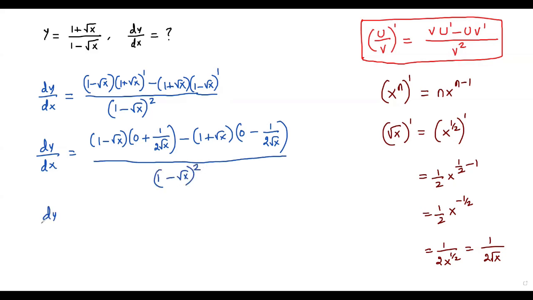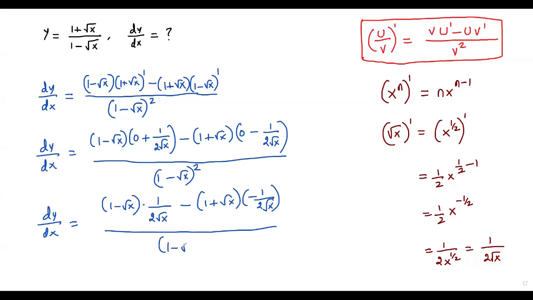Okay, the next step, dy over dx equals 1 negative square root of x. So when I combine 0 and 1/2 times the square root of x, I'm just getting 1/2 times the square root of x, negative 1 positive square root of x. And so 0 negative 1/2 times the square root of x will become just negative 1/2 times the square root of x, over 1 negative square root of x, the whole square.